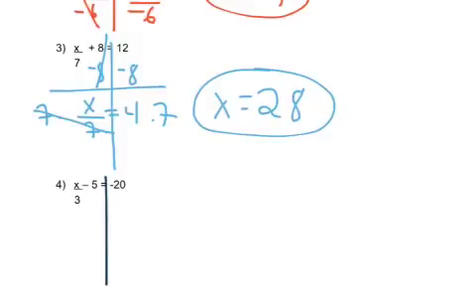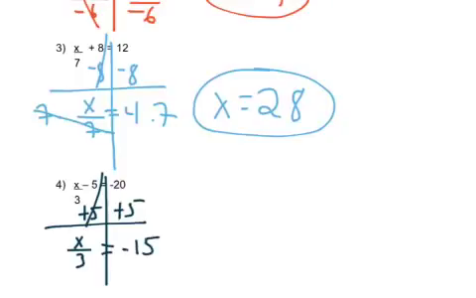Opposite of subtracting 5, I would add 5 to both sides. These cancel, so I have x divided by 3 equals negative 15. The opposite of dividing by 3 would be multiplying both sides by 3, and in this case, x equals negative 45.